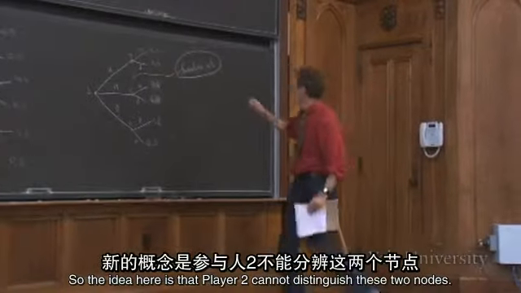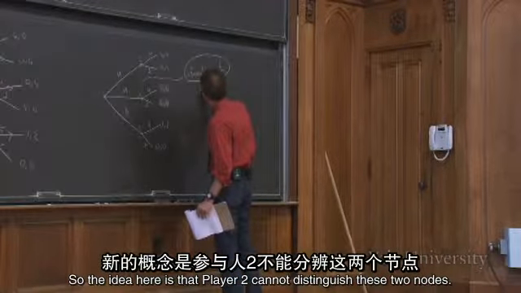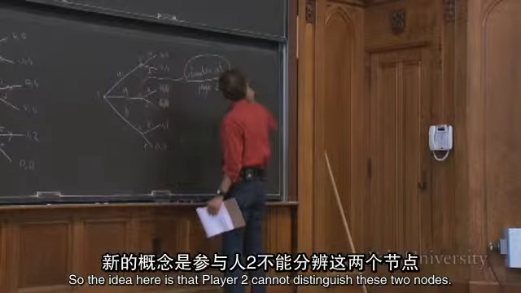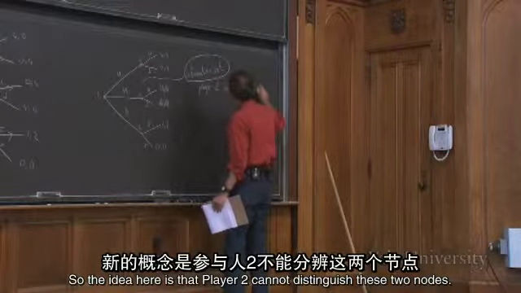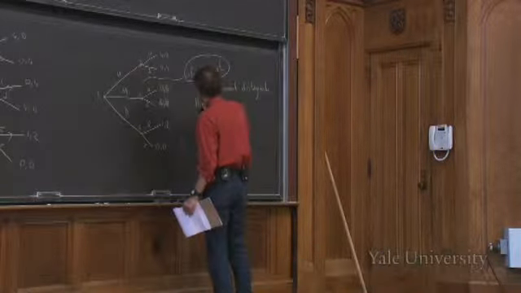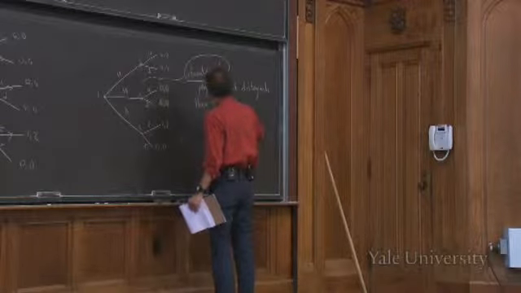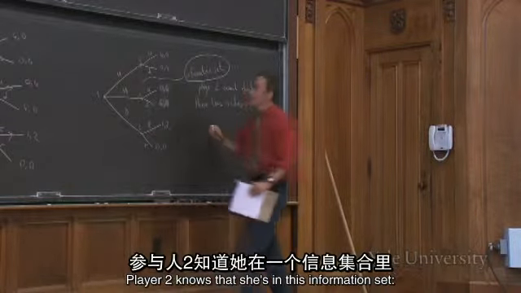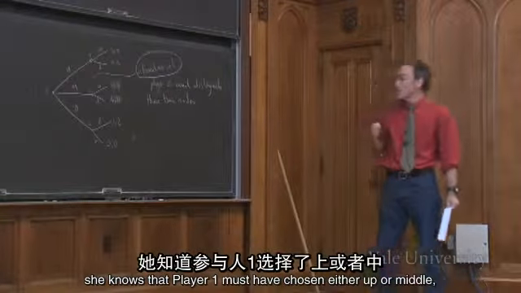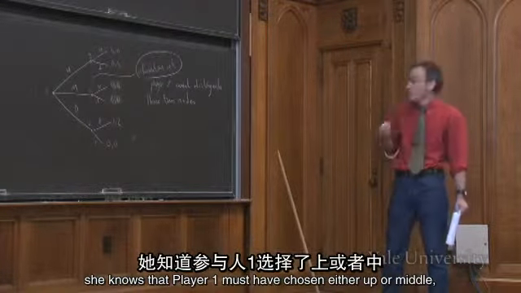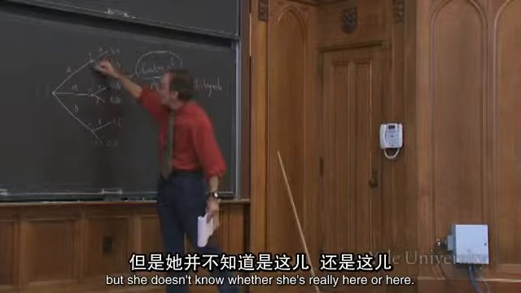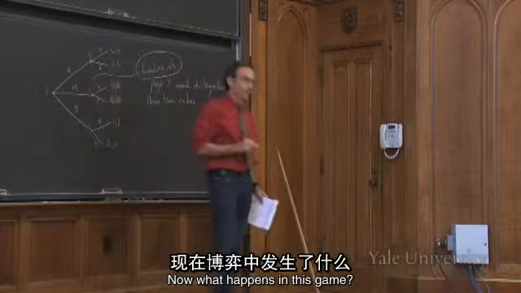All right, so the idea here is that player two cannot distinguish these two nodes. Player two knows that she's in this information set. She knows that player one must have chosen either up or middle. She knows that player one did not choose down, but she doesn't know whether she's really here or here.